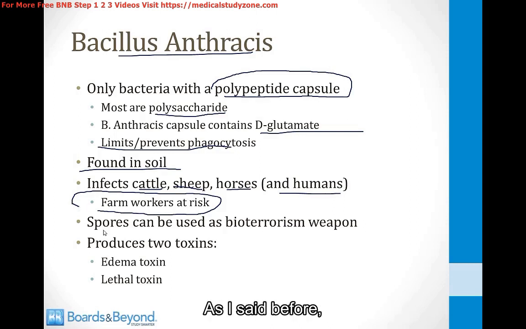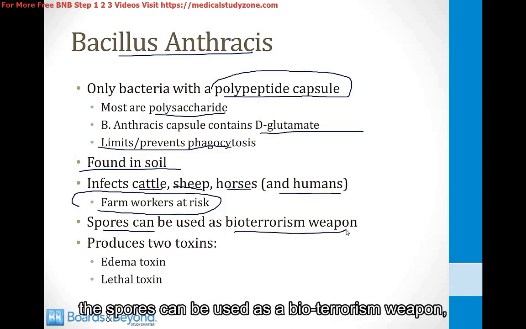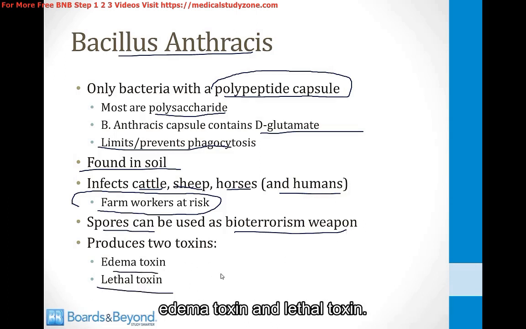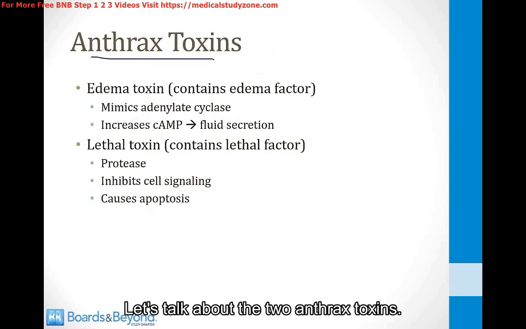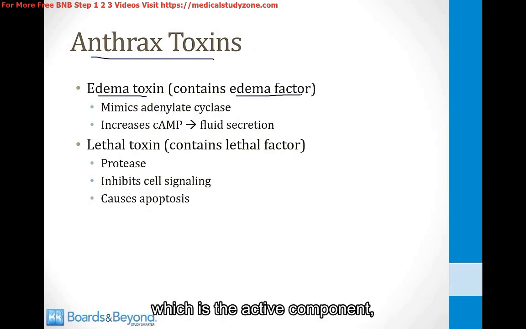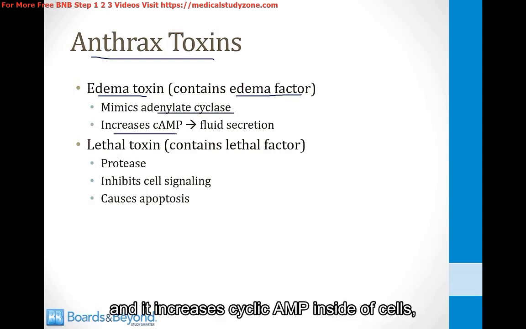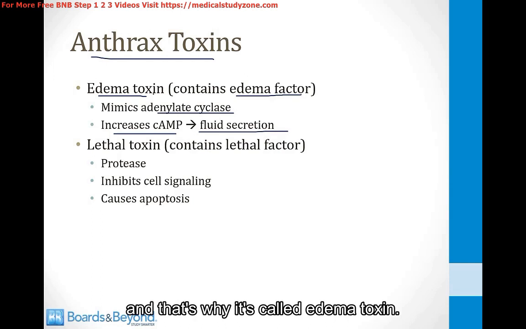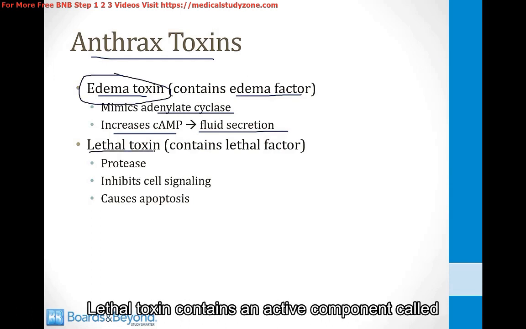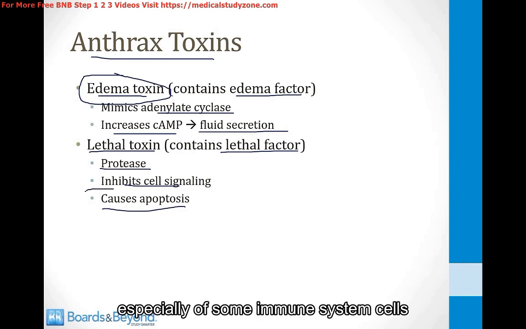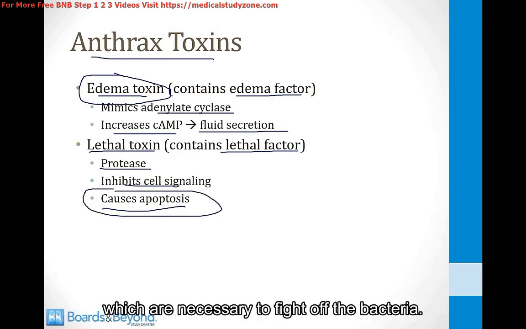As I said before, the spores can be used as a bioterrorism weapon, and anthracis produces two toxins that cause disease, edema toxin and lethal toxin. Let's talk about the two anthrax toxins. The first one is called edema toxin. It contains edema factor, which is the active component. And edema factor mimics adenylate cyclase, and it increases cyclic AMP inside of cells, and this leads to fluid secretion, and that's why it's called edema toxin. Lethal toxin contains an active component called lethal factor, which is a protease, and this inhibits cell signaling and causes apoptosis, especially of some immune system cells which are necessary to fight off the bacteria.